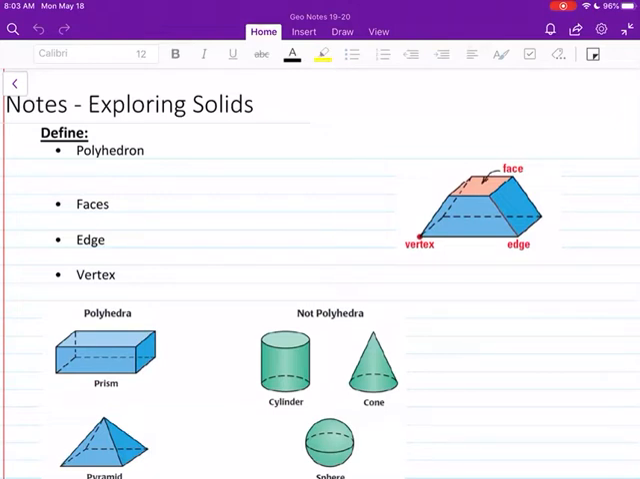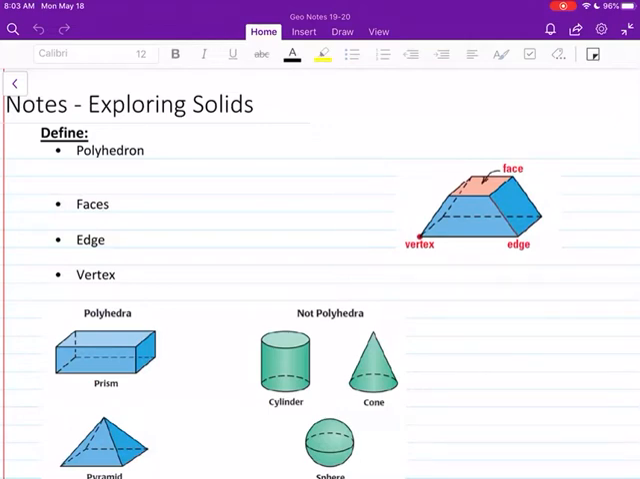Today we're going to be talking about solids. We are starting our next unit. We're going to be talking about surface area and volume. Today we're just going to define a whole bunch of stuff, and then we'll get into more specific shapes later in the unit. So let's go ahead and get started.